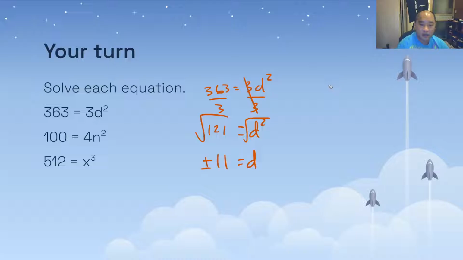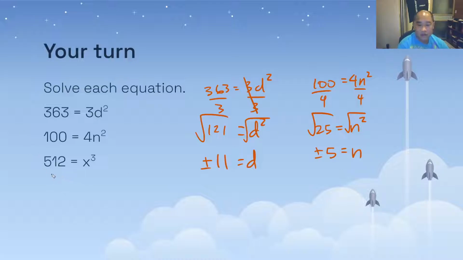Here we have 100 equals 4n squared. Divide both sides by 4. That's 25 equals n squared. Square root of both sides. So plus or minus 5.